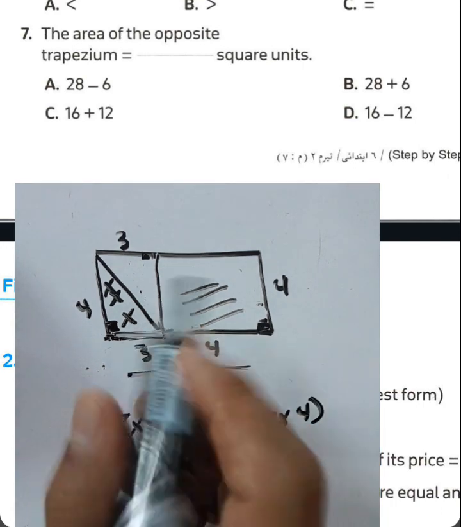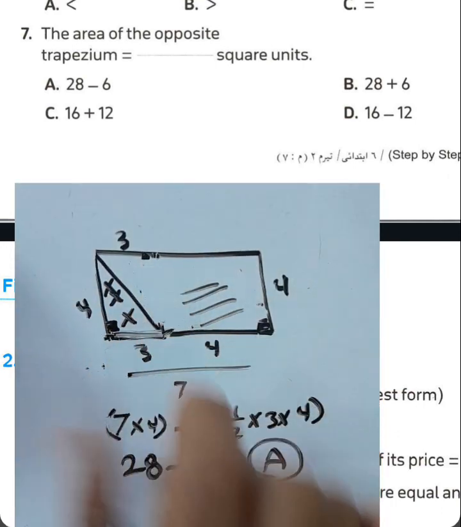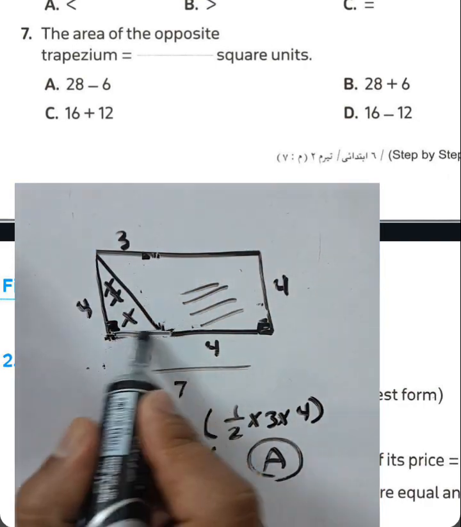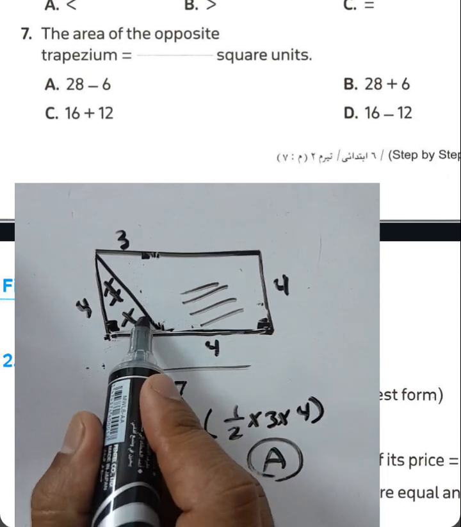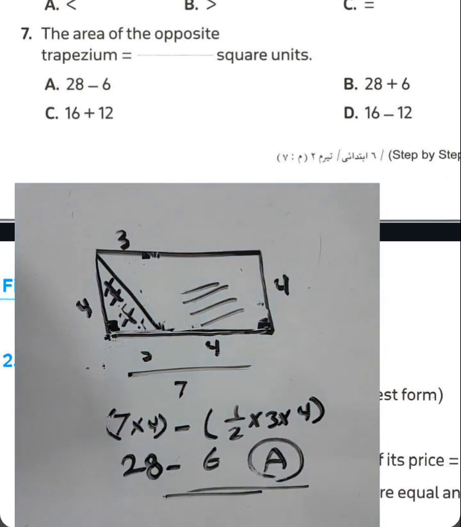Rectangle and find the area 1, area 2 and add them. Or you can solve the example by completing the drawn rectangle and cancelling the area of the triangle from it. You can get the result 28 subtract 6.